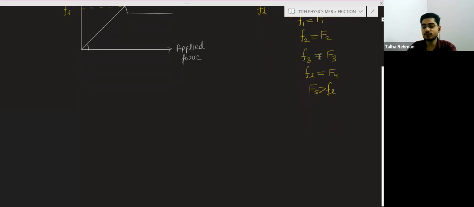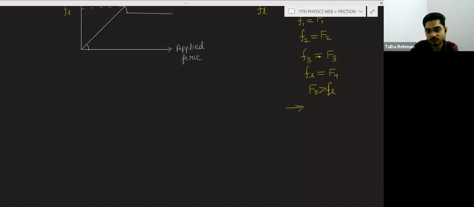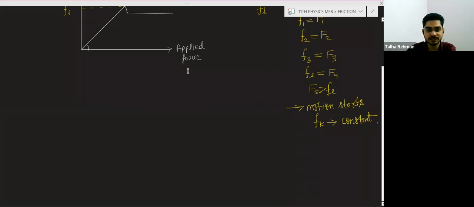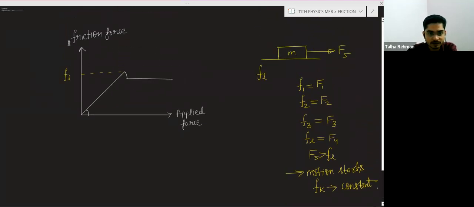And when the motion starts, what type of friction will be there? Kinetic friction will be there, and this kinetic friction is constant. So this graph says that this is the friction force and this is the applied force.